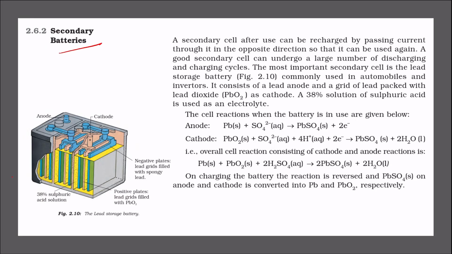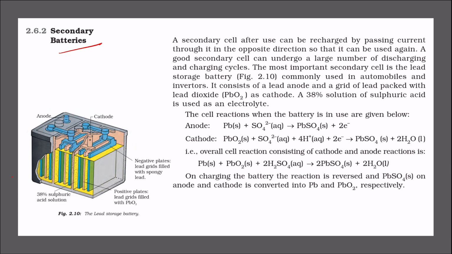Secondary batteries. What are secondary batteries? Secondary cells can be recharged. They can be recharged by passing the current in the opposite direction, so they can be used again and again. After use, it becomes discharged, and if current is passed through these batteries in the opposite direction, then it can be recharged and can be used again.